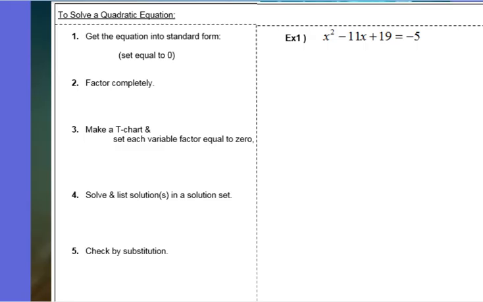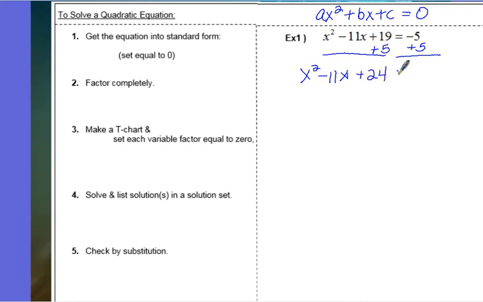Okay, let's get started. It says for step 1, get the equation into standard form. Well, this equation is not in standard form. We're supposed to have it written as ax squared plus bx plus c equal to 0. So to get this to equal 0, I should add the 5 over. We now have x squared minus 11x plus 24 equals 0.